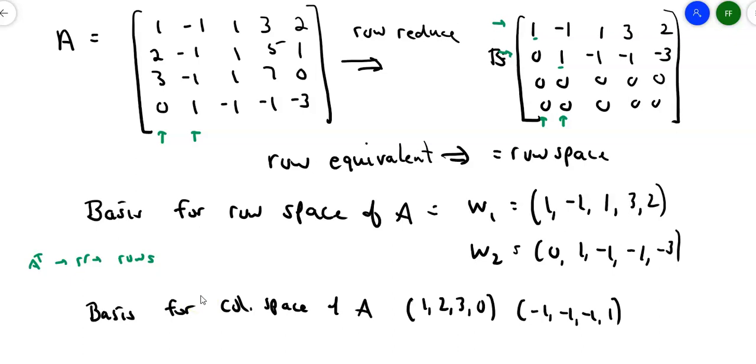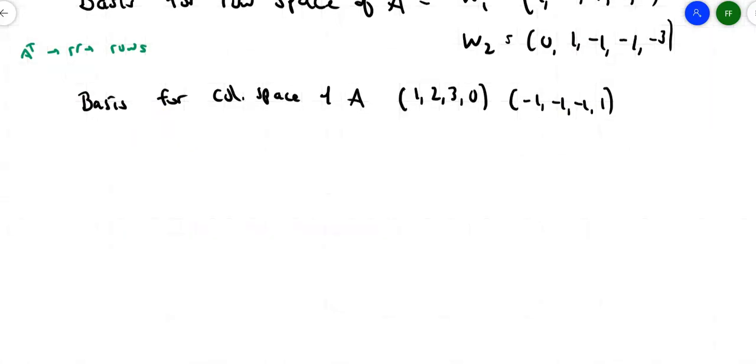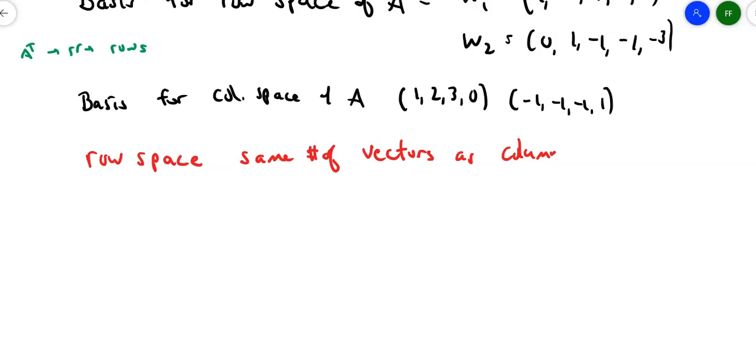Turns out that's going to be true. The row space and the column space will have the same dimension. So anytime you have an m by n matrix, then the row space will have the same number of vectors as the column space. They're in different dimensions, right? You notice that the vectors in the row space are in R5, and the vectors in the column space are in R4, but it doesn't matter. The number of vectors remains the same.